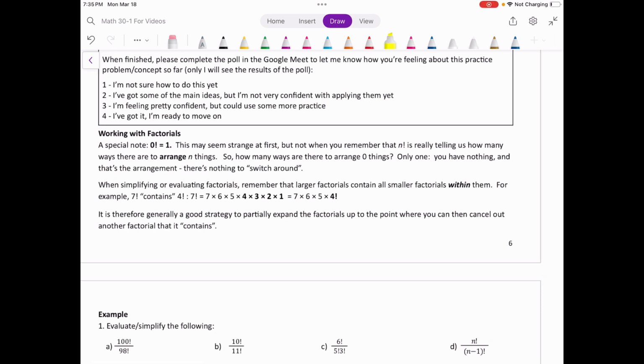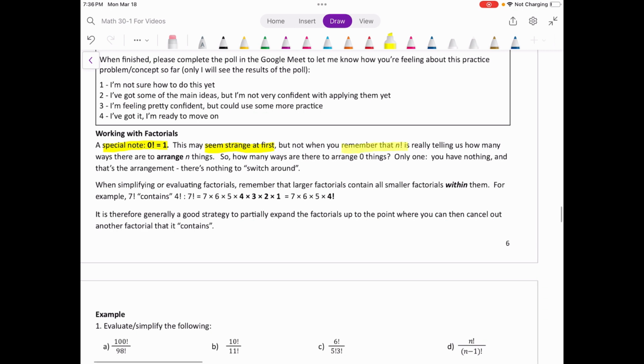All right, so it came up in one of those examples, but we're going to start out this section here with just explaining this a little bit more, a special note, and that is that 0 factorial, as strange as it might seem, is equal to 1, okay? 0 factorial is not 0, it's 1. I know that seems weird at first, but not when you remember that n factorial is really telling us how many ways there are to arrange n things, right? There are 3 factorial, 3 times 2 times 1, ways to arrange 3 things. There are 10 factorial ways to arrange 10 things.